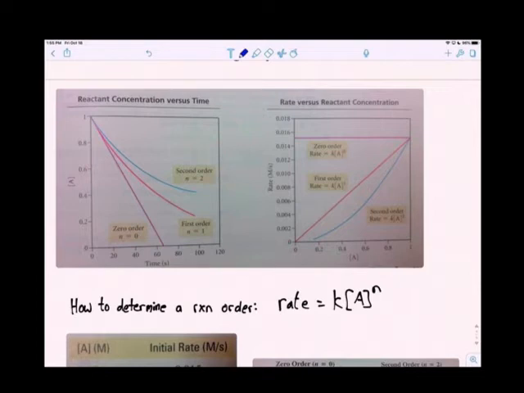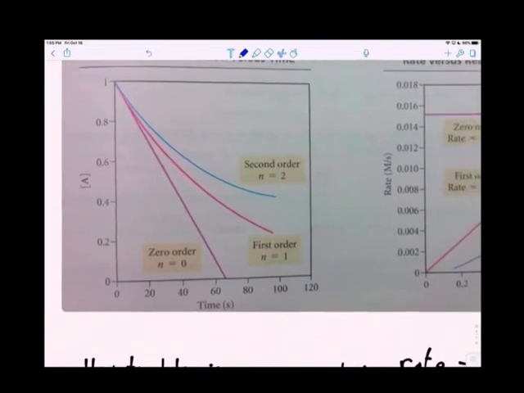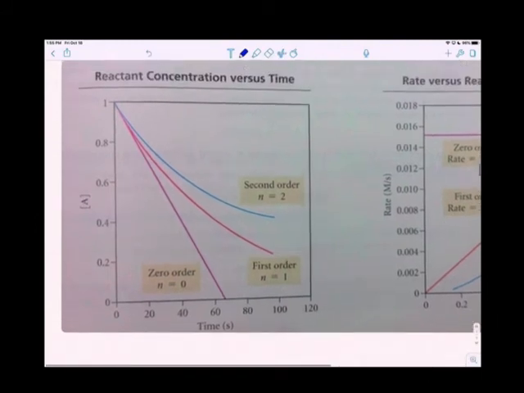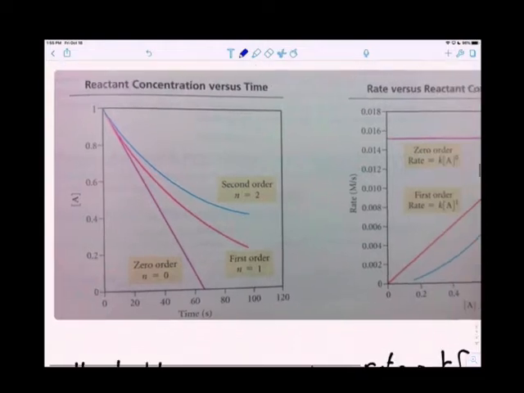Okay, so let's look at some of these. If you look at the y-axis, it says concentration of reactant A. The x-axis is time. As time moves forward, for a zero order, the concentration just goes down in a straight line. First order, it's a parabola. Second order, it's a cubic, so going down that way.